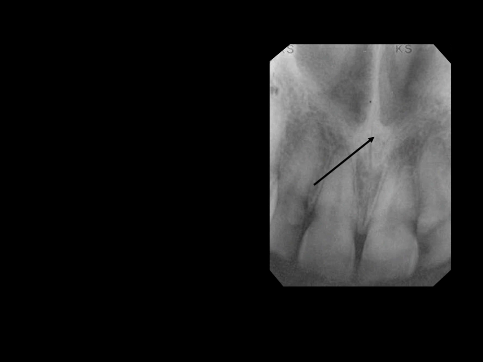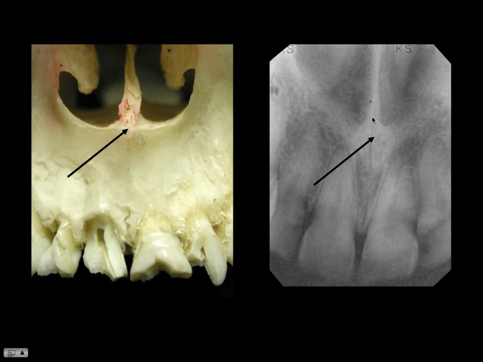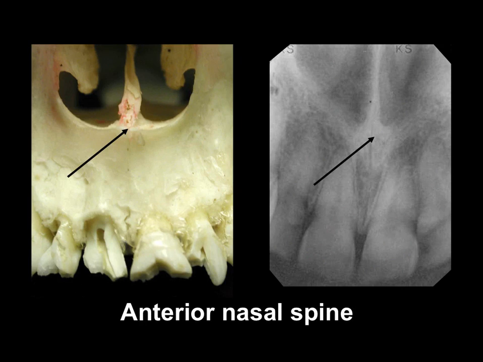Here, the arrow is pointing at a radiopaque structure, which has a sort of diamond shape, going up into the nasal septum here. This represents the anterior nasal spine. The reason it looks radiopaque is because the bone is thicker in this region. You can feel the anterior nasal spine on yourself just below your nose.